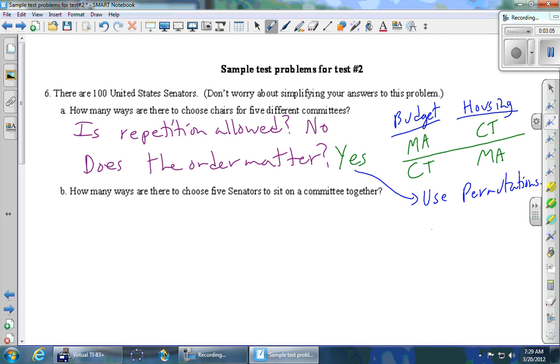Okay, so we've got the symbol P, we've got an N, and we've got an R. N is the number of objects you have to choose from in total. So how many senators did we have to pick from? There were 100 of them. And then R is how many you're actually going to pick. And we needed to pick senators for 5 different committees. That is, we need to pick 5 different senators. So 100P5 is the final answer to this question. It says you don't need to simplify, so that answer is fine.